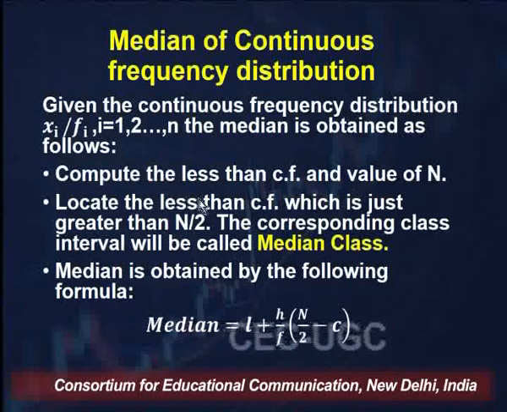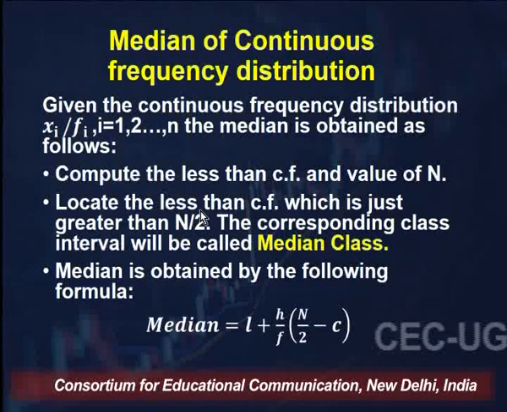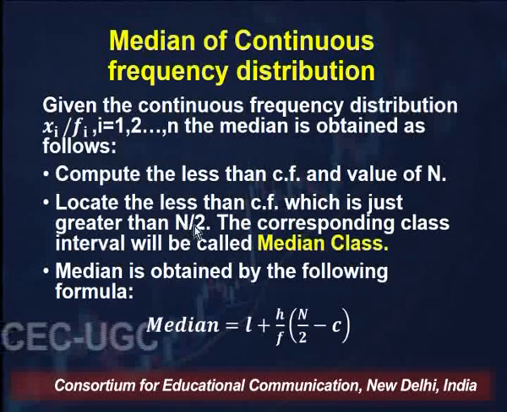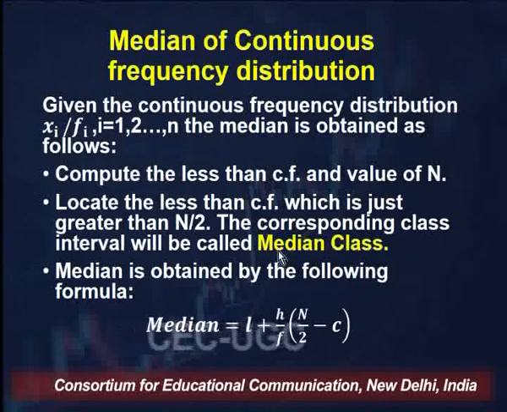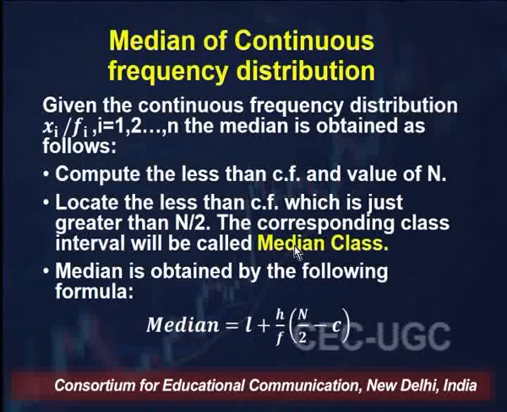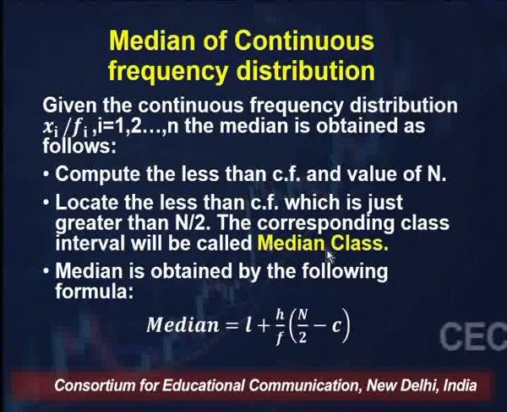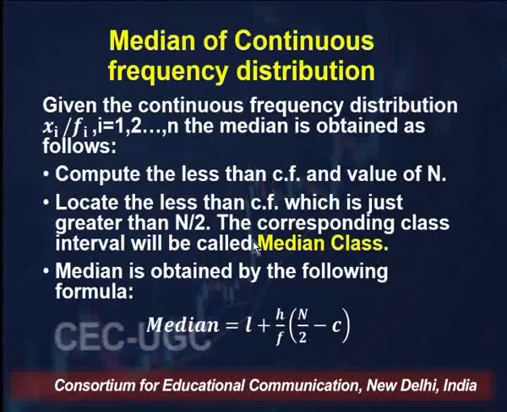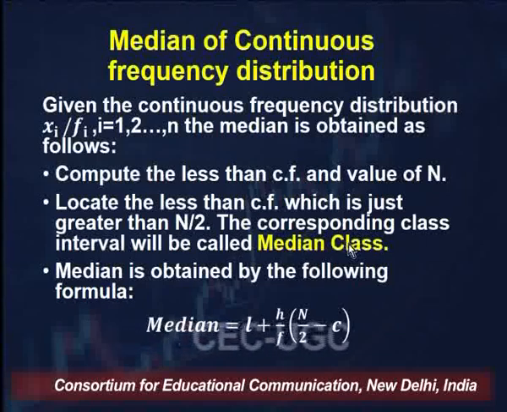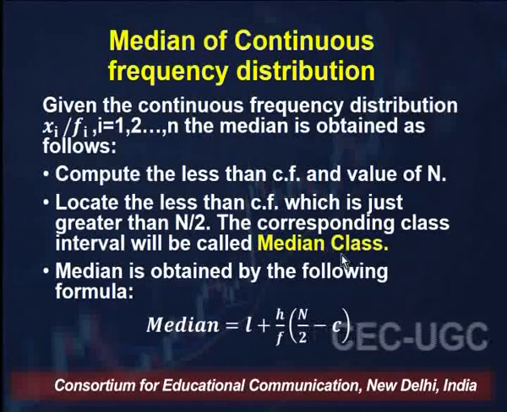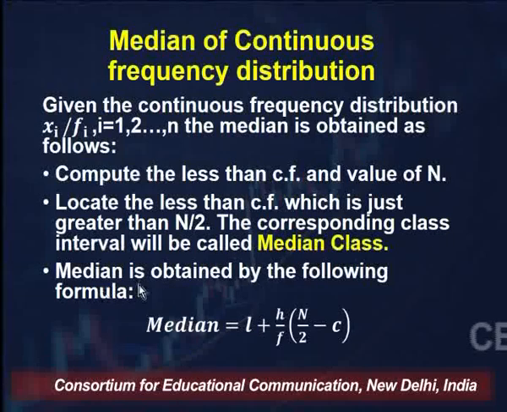Then we locate, in the similar way as the previous case, the cumulative frequency which just exceeds capital N by 2. But here I will have a corresponding class, not the small value of x. So the corresponding class interval will be called the median class. So here you have to first locate the median class. Once you have located the median class, then the formula has to be used to obtain the median.